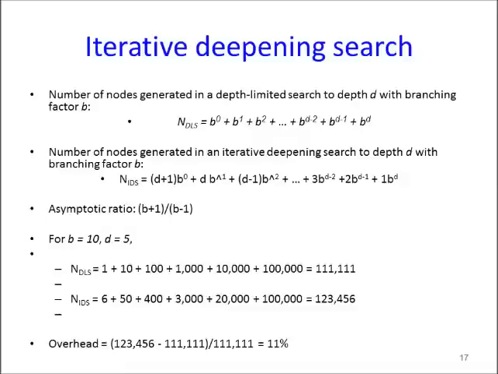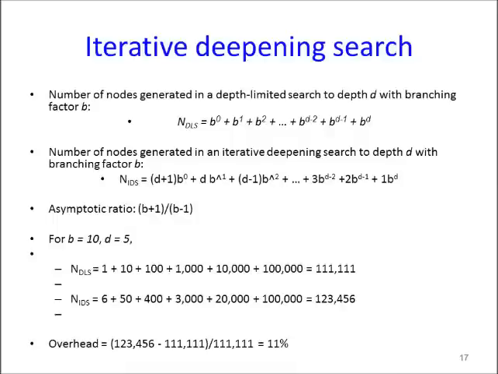Okay. So now you can see basically, this is the number of nodes that we have to generate in depth limited search. This first node is going to be expanded how many times? D plus 1. D times, right? Or D plus 1 times, whatever, 0 if you are starting with depth 0.